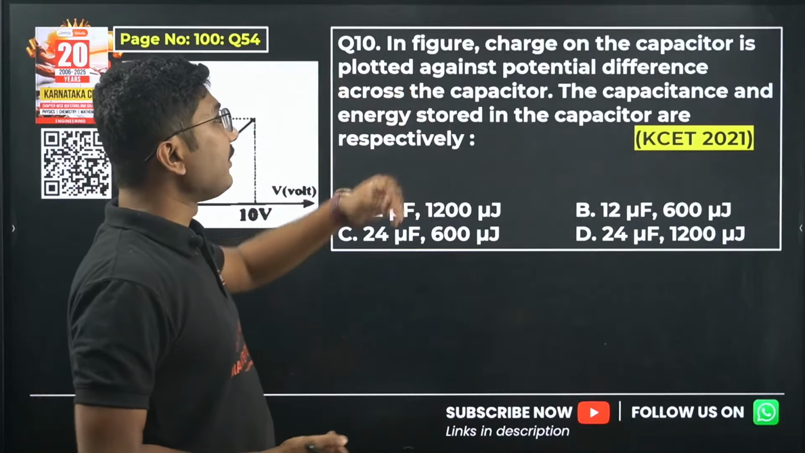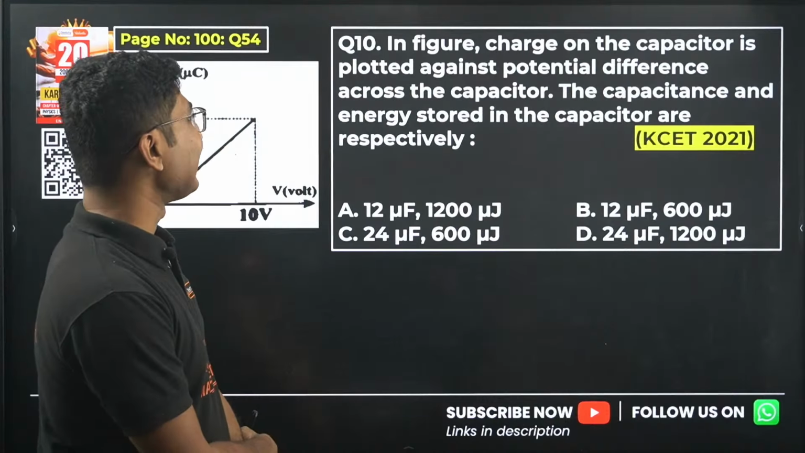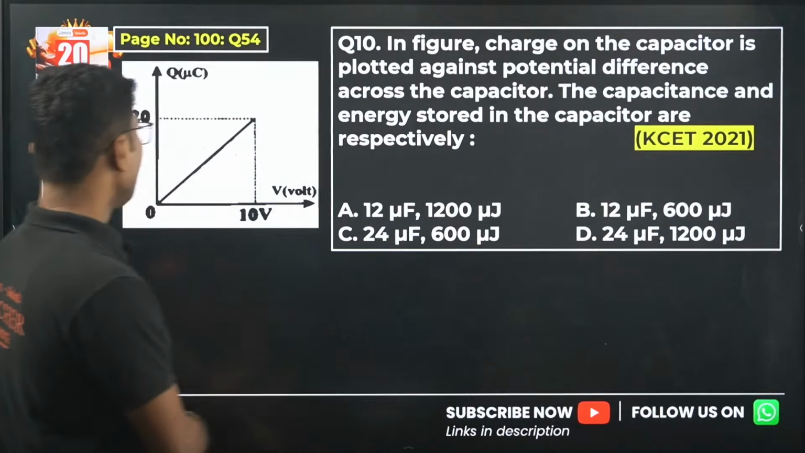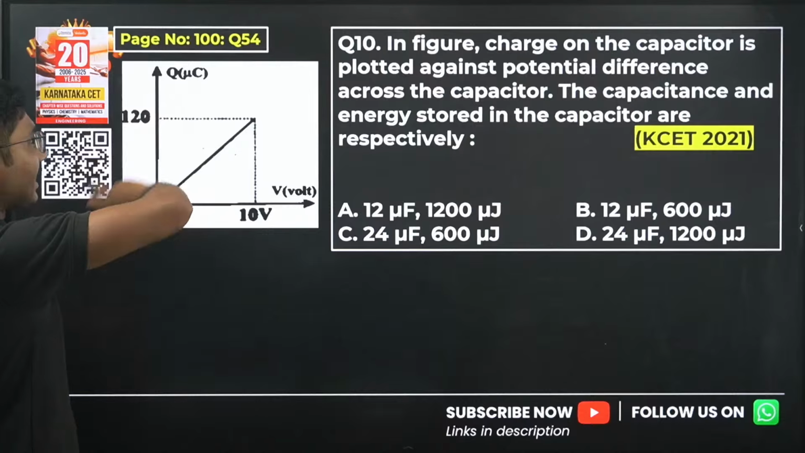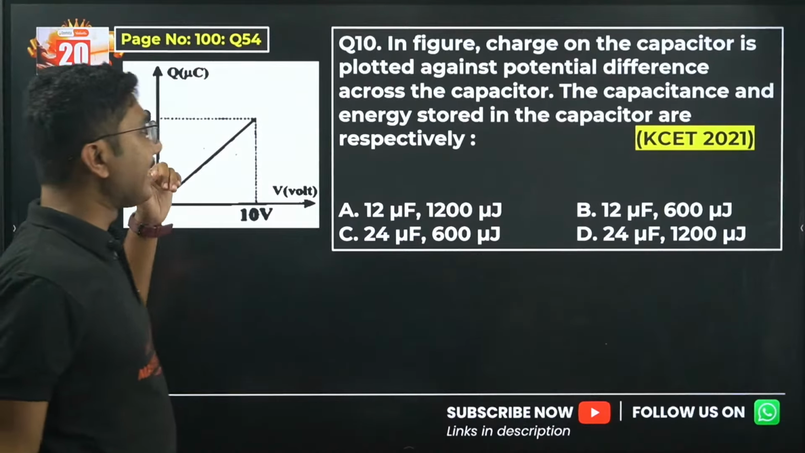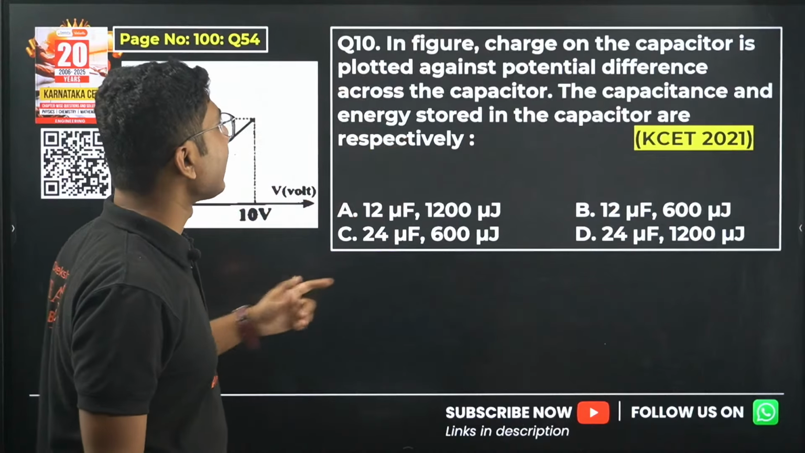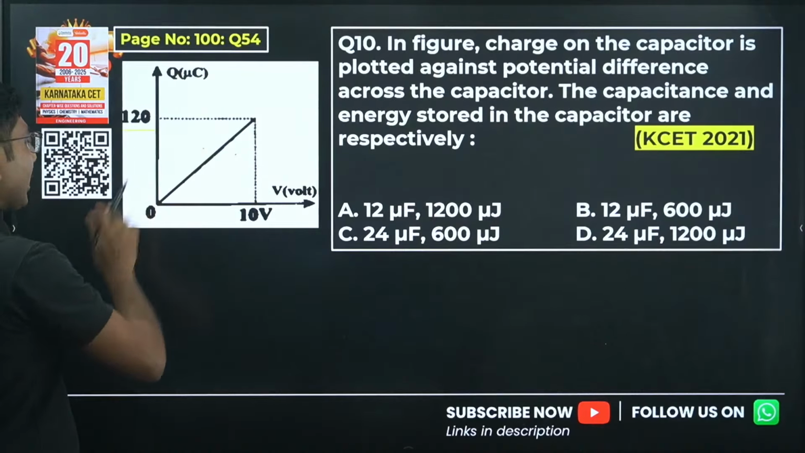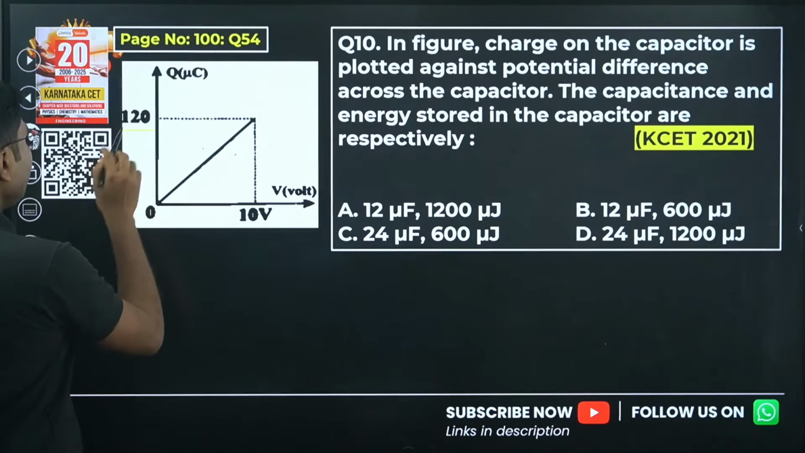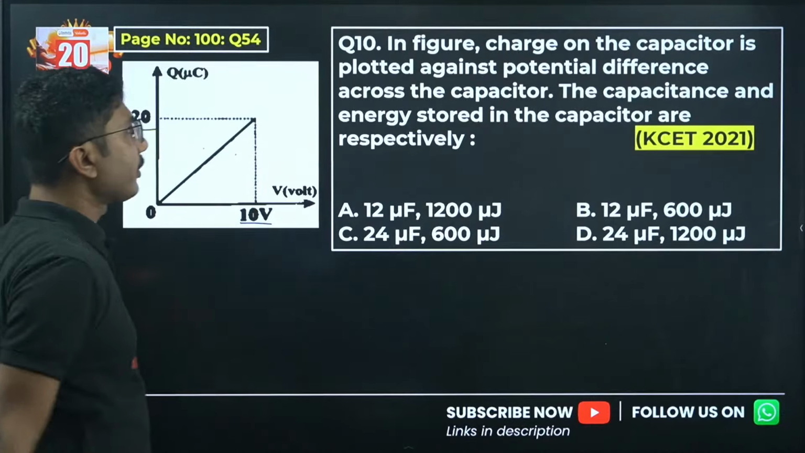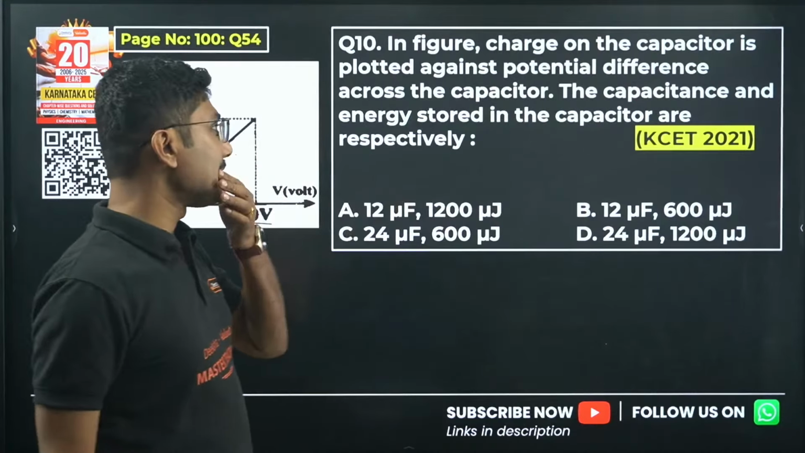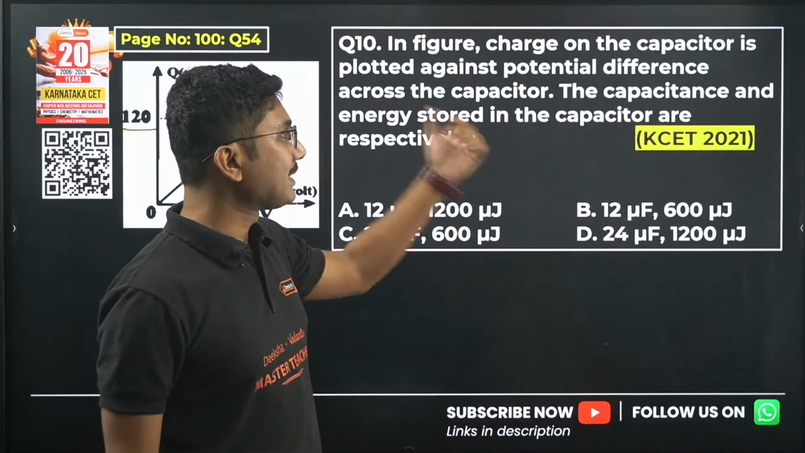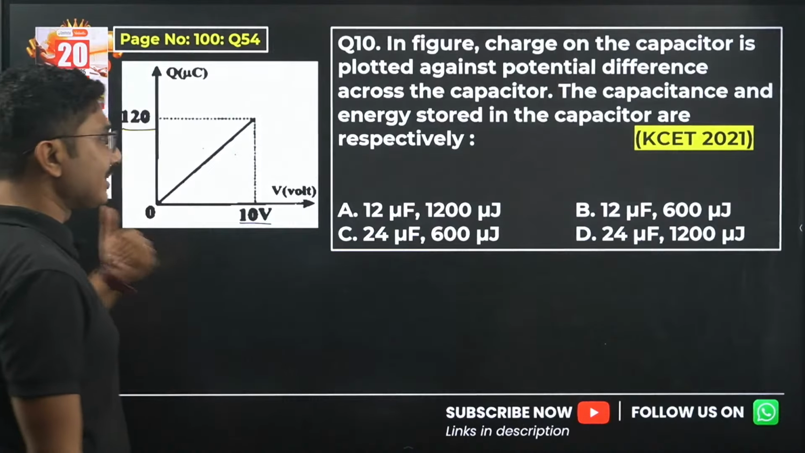In the figure, charge on the capacitor is plotted against potential difference across the capacitor. So charge and voltage are plotted. This is 120, this is 10. The capacitance and energy stored in the capacitor are respectively. So we have to first find the capacitance and then we have to calculate the energy stored.